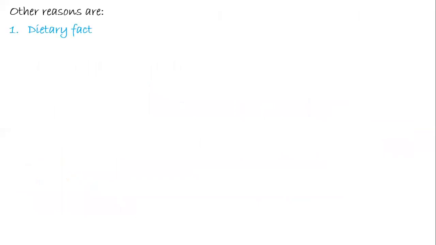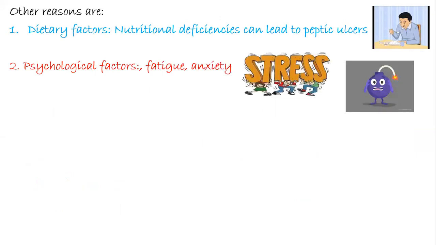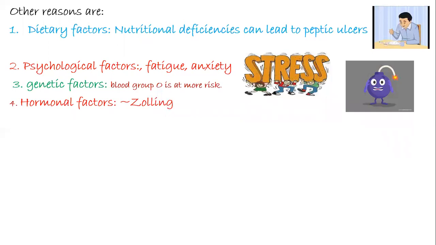Other reasons are dietary factors; nutritional deficiencies can lead to peptic ulcers. Then psychological factors like fatigue, anxiety, and stress are also contributing factors for the development of ulcers. Genetic factors include blood group O people. They are at higher risk of suffering from peptic ulcers.